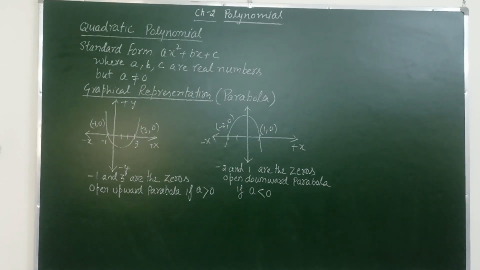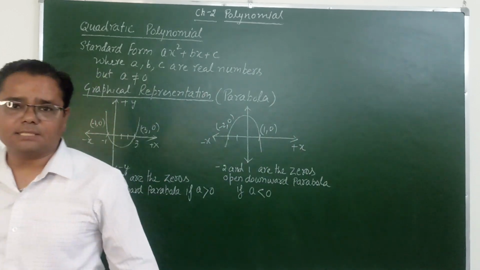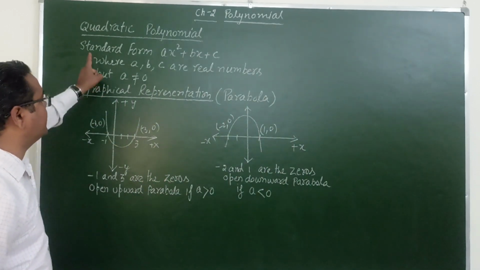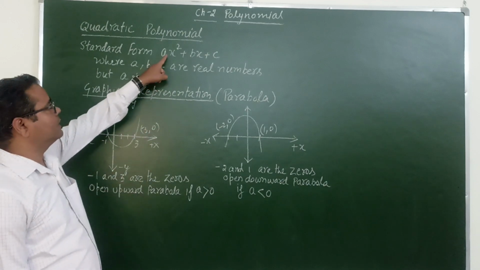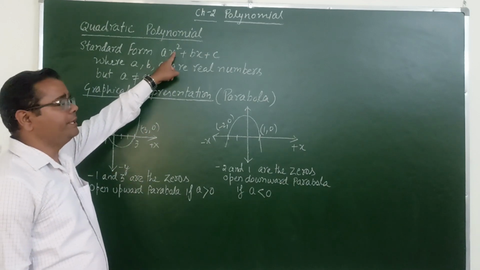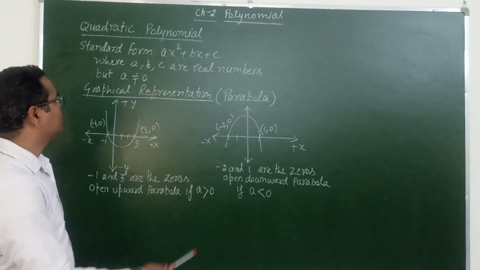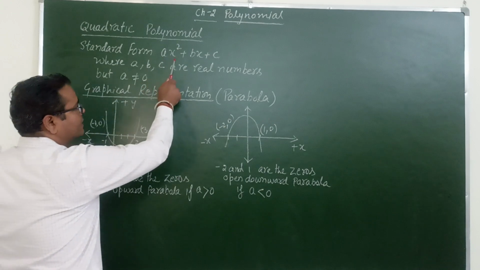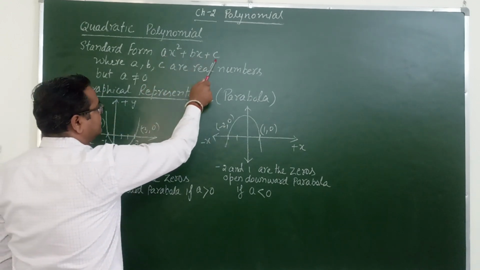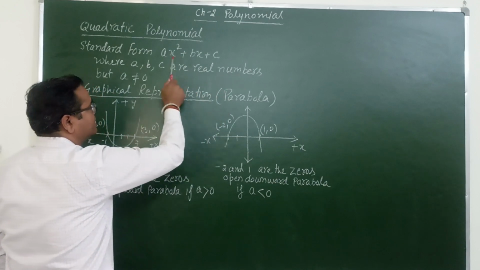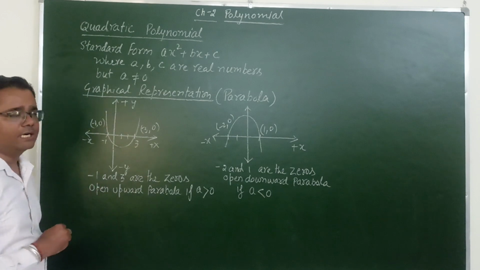So this is the introduction of polynomial chapter 2. Here in class 10th we are going to study the quadratic polynomial. In the quadratic polynomial the degree of the variable should be 2. The maximum degree of the variable should be 2. So the standard form is ax square plus bx plus c, where a, b and c are real numbers but a should not be equal to 0. So this is the standard form.